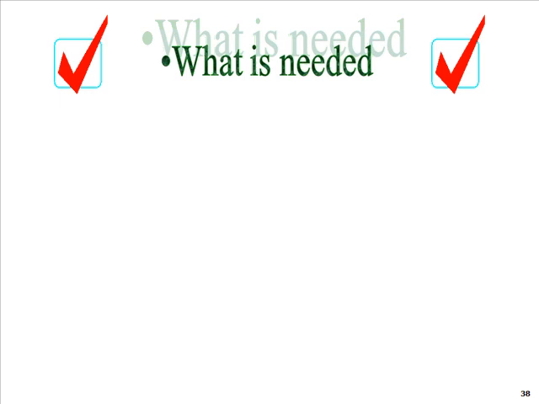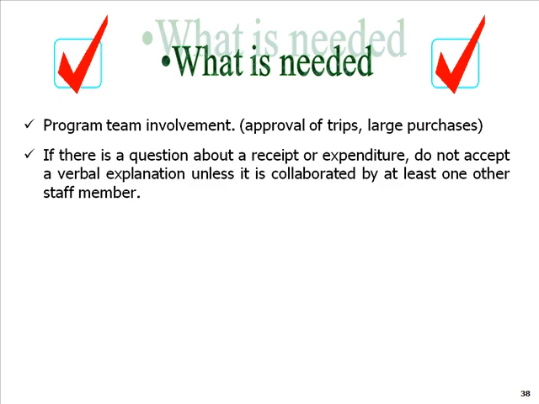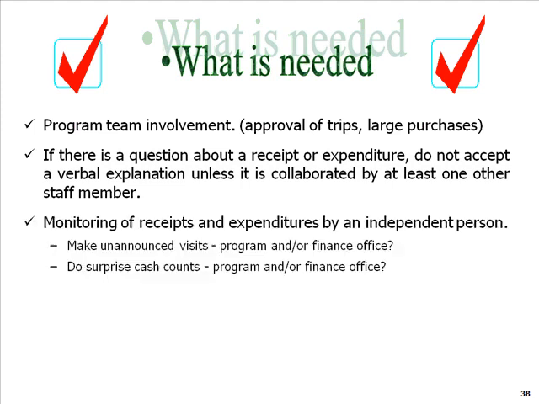What is needed to manage consumer funds and property? Program team involvement, approvals of trips and purchases. Make sure everyone knows what is going on. If there is a question about a receipt or expenditure, do not accept a verbal explanation unless it is corroborated by at least one other staff member.